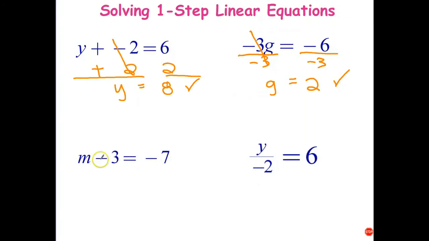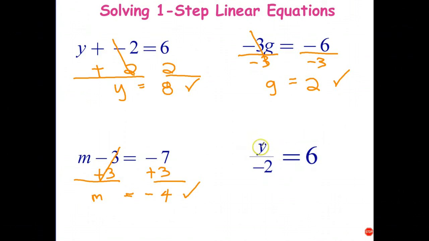The opposite of subtracting 3 is adding 3. And again, to keep the balance, I do it to both sides of the equation. That leaves just an m on the left. And -7 plus 3 is -4. A quick check of that. -4 subtract 3 is -7, so that's correct.